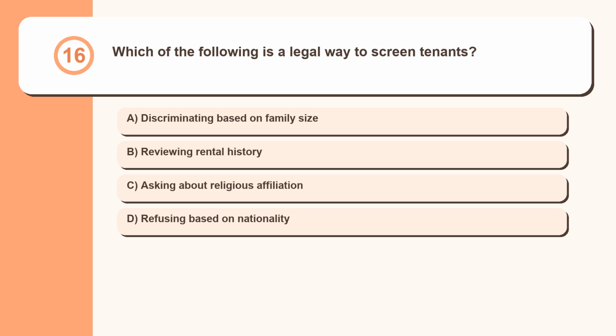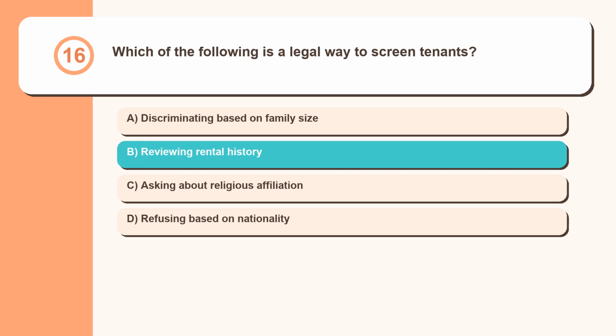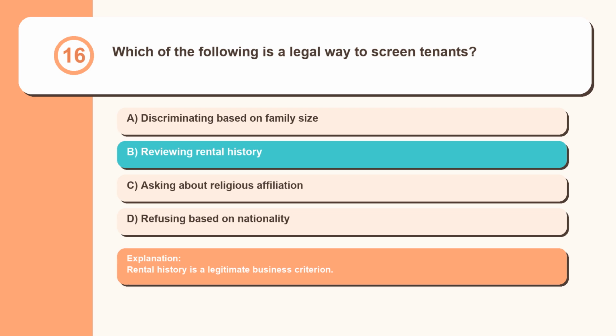Question 16. Which of the following is a legal way to screen tenants? Discriminating based on family size, reviewing rental history, asking about religious affiliation, refusing based on nationality. Rental history is a legitimate business criterion.